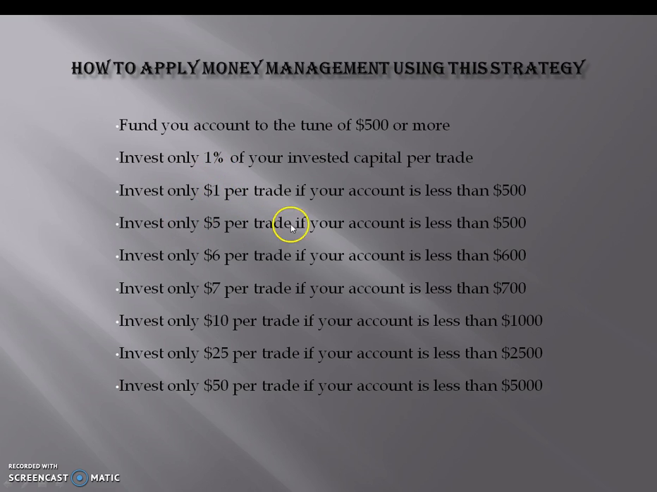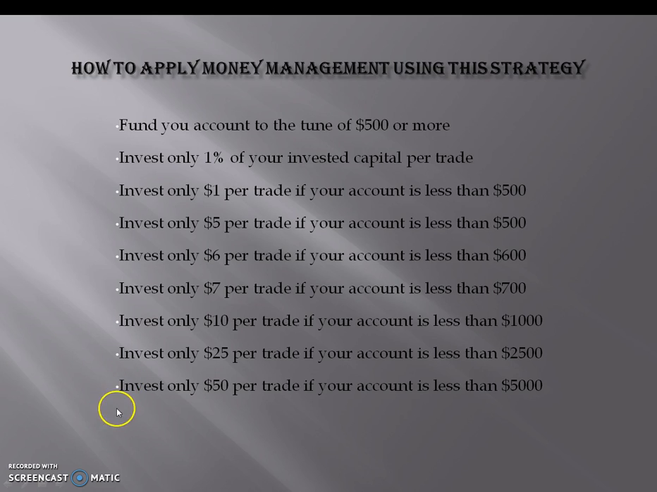If your capital balance is around $500, I will recommend you invest $5 per trade. If your account balance is around $600, invest $6 per trade. In that order. If it's around $700, invest $7 per trade. If it's $1,000, invest $10 per trade. If it's $2,500, invest $25 per trade. In that order. If it's $5,000 or more, invest $50 per trade.